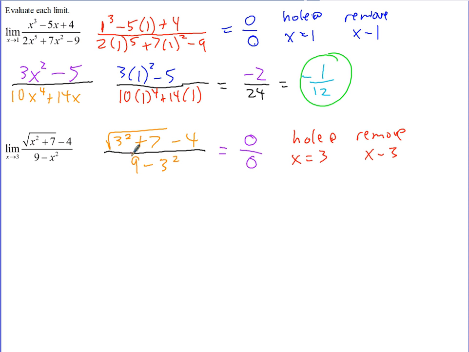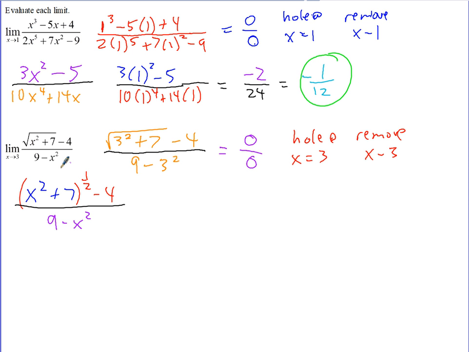Remember with a radical you could use the conjugate and multiply the numerator and denominator by the conjugate. That would work. But let's see instead how L'Hopital's rule would work. Here it's really an alternate way again. So first thing, since it's a radical, before I apply L'Hopital's rule, let's rewrite this as x squared plus 7 to the 1/2 minus 4 over 9 minus x squared. And now let's take the derivative of each one separately.